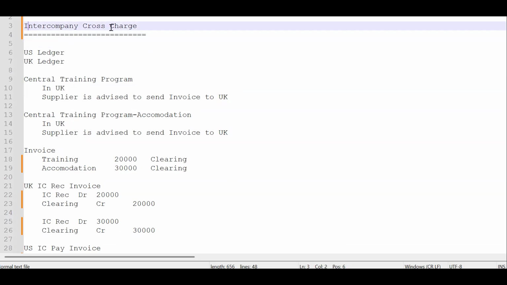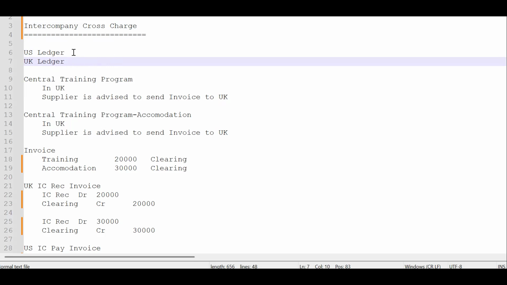So the feature name is intercompany cross charge. Let us take a fictitious example. Assume that an organization has operations in two different locations, one in US, another in UK, and so they have two ledgers. One is the US ledger, another is the UK ledger. And the business is like this: they have hired a training partner which is located in UK. So for training their employees, there is a central training department, a central training vendor located in UK.